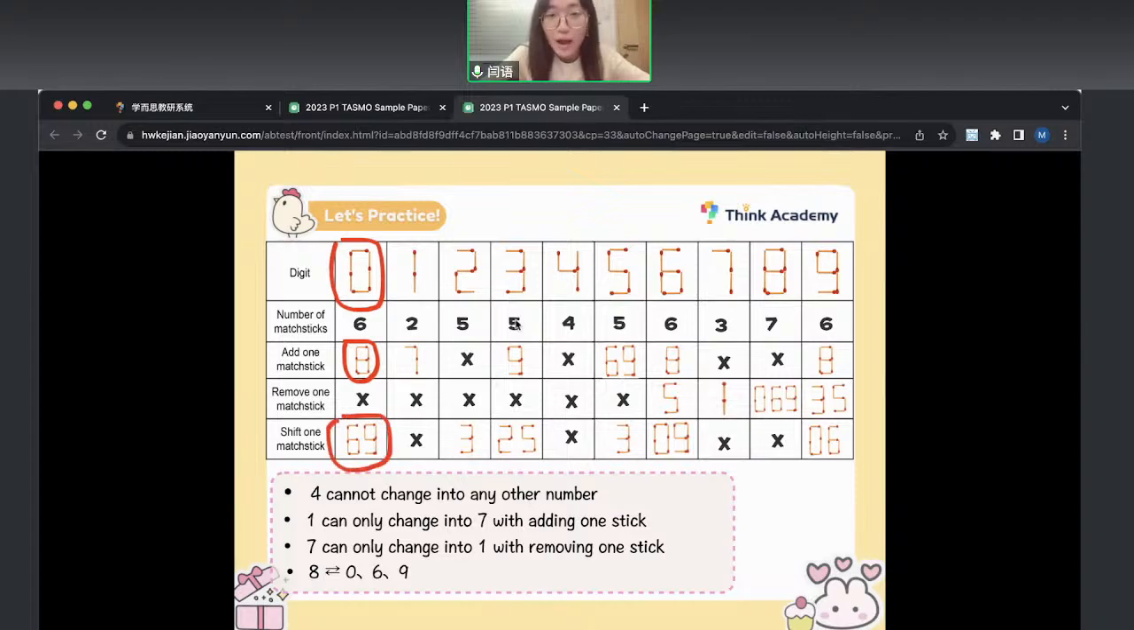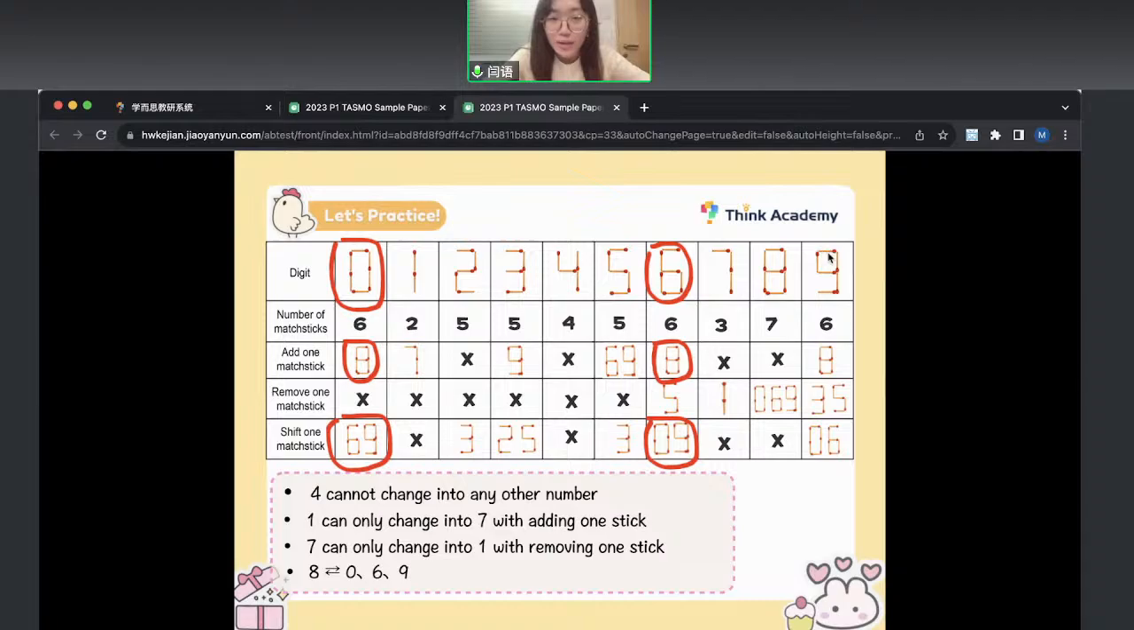And also let's move on to 6. So here you see, for 6, again, if you add one matchstick, you will get 8. And if you shift one matchstick, you can get 0 or 9. And also here you see, if you remove one, you can get 5. Right? Okay, and what about the next one?